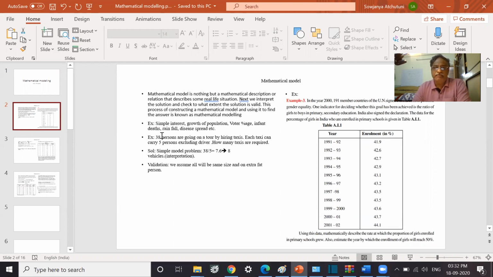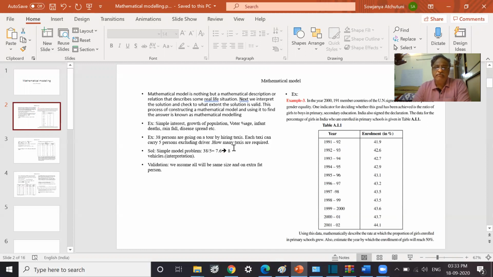Let us say an example. 38 persons are going on a tour by hiring taxis. Each taxi can carry 5 persons. So excluding the driver, how many taxis are required? It is a simple equation. 38 by 5 is around 7.6. The number of taxis has to be a whole number, so 8 taxis are required.